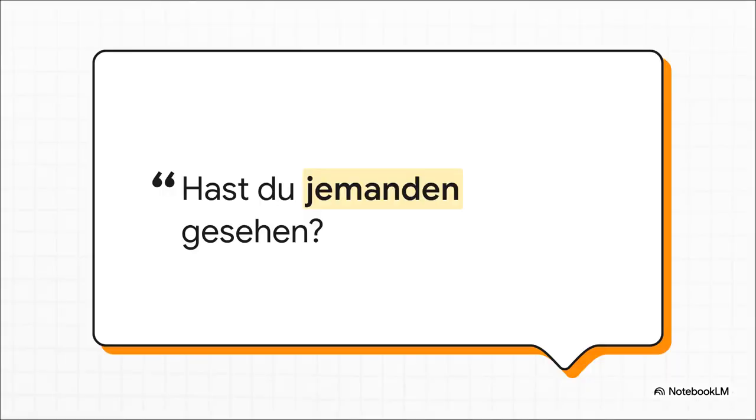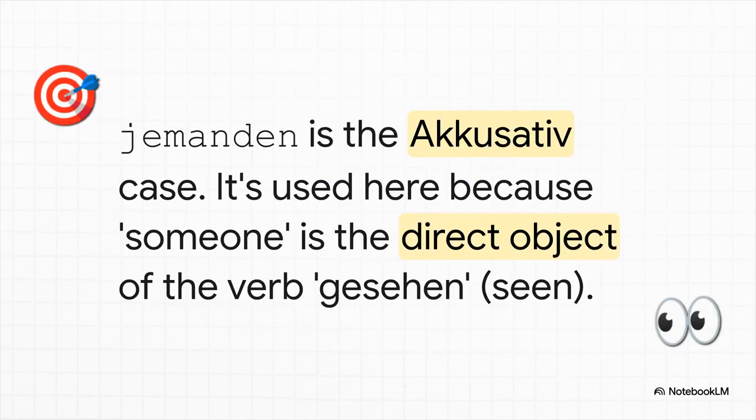Let's look at an example. Hast du jemanden gesehen? Did you see someone or anyone? So in this sentence, you, du, are the one doing the seeing. You're the subject. So who is being seen? Someone. And that's why it's in the accusative case, because someone is the direct object here. See that N ending? That's the accusative telling us its role in the sentence.